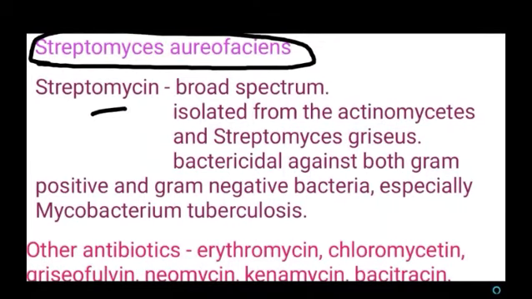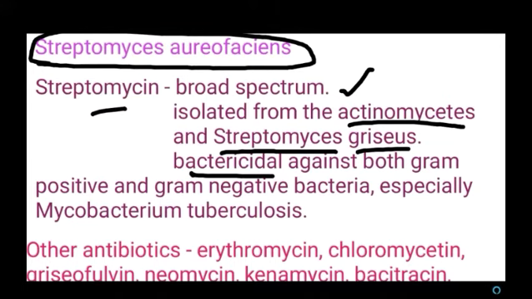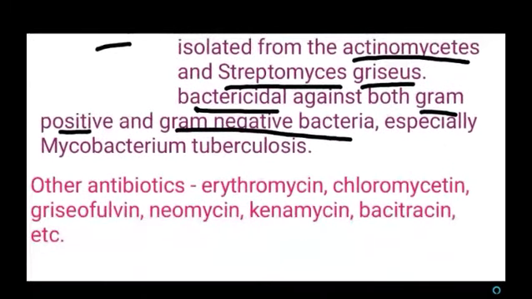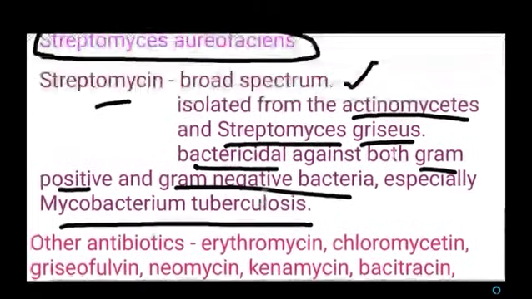Streptomycin is also one of the broad spectrum antibiotics, and it is isolated from actinomycetes, Streptomyces griseus. It is bactericidal, which means it can kill bacteria. It acts on both gram positive and gram negative bacteria, and especially controls the growth of Mycobacterium tuberculosis. So it is used as a drug for tuberculosis.